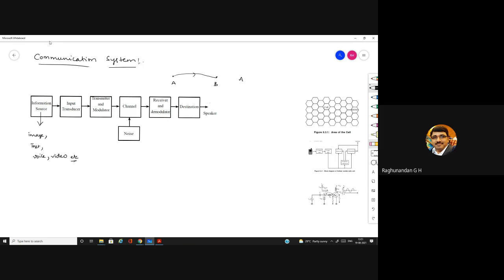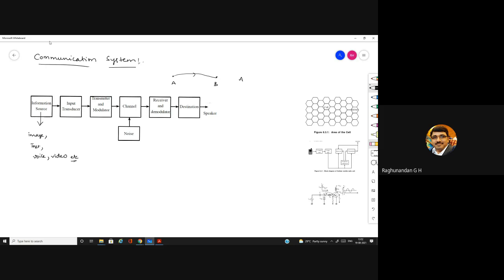Suppose you are texting someone, so your mobile will be the information source where you are texting, or you have captured a live video and you are streaming it, so your camera will be the source. This information source will be different in different situations and applications. That's why we say the source might be anything, and information might be image, text, voice, video, etc. Source is the one which is producing it.